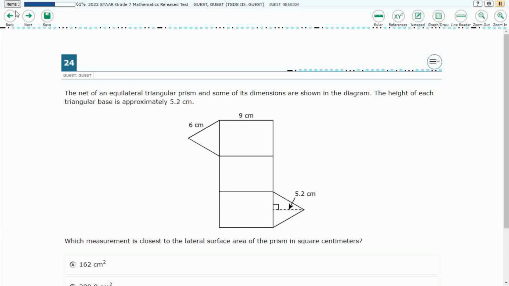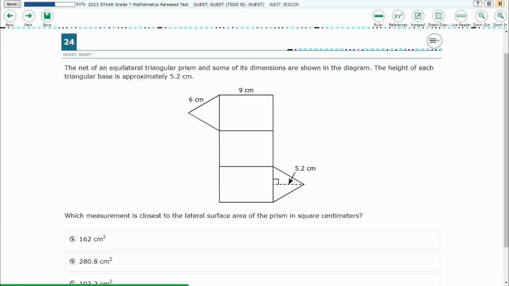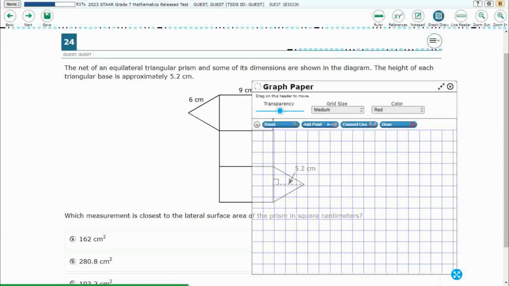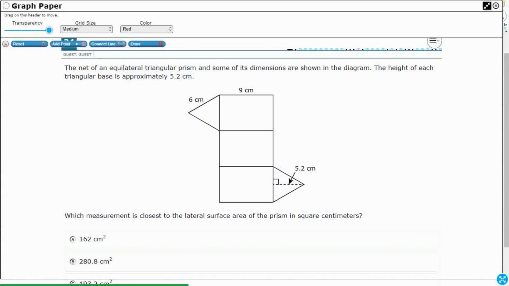So we have the net of a triangular prism. Some of its dimensions are shown. We have the height is 5.2. And we're looking for, we have to pay very close attention here, the lateral surface area. The lateral surface area is different than the total surface area.